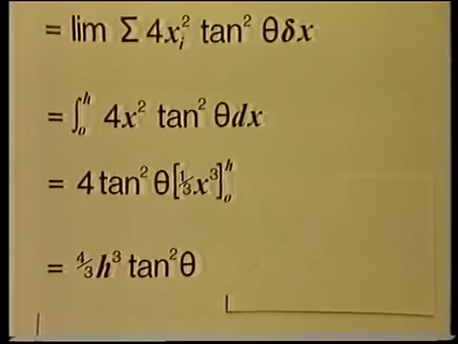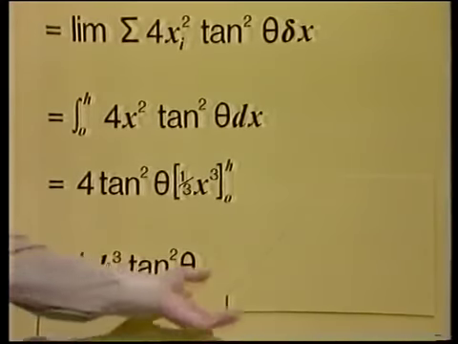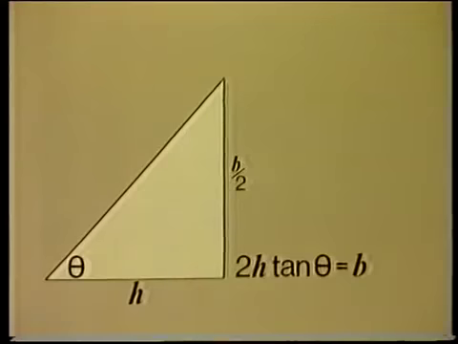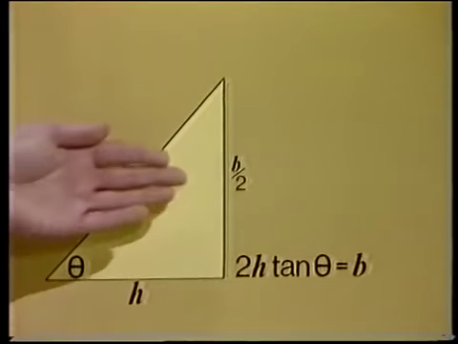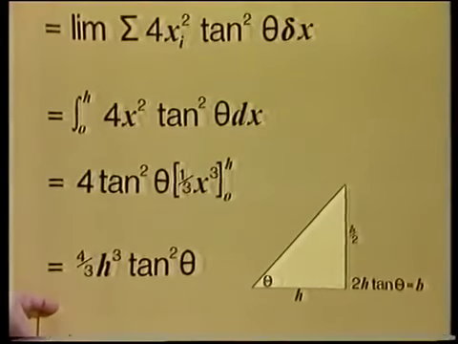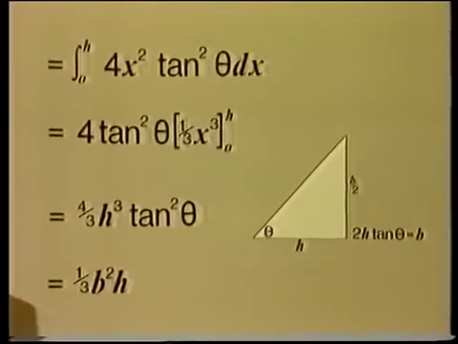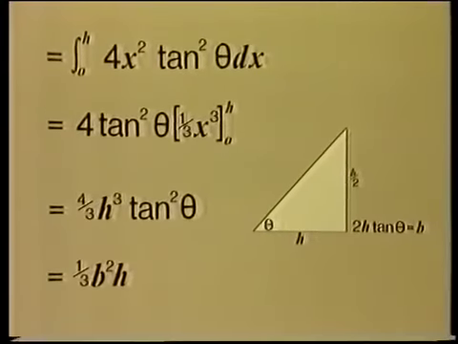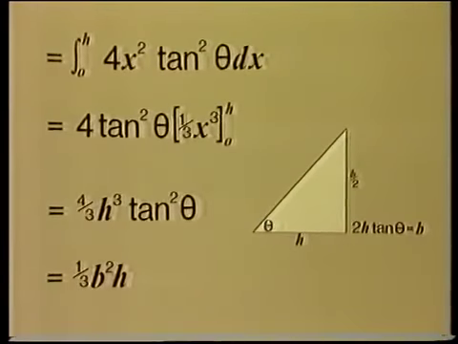Now this formula is probably not the one that you're familiar with. We need to express it in terms of the height h of the pyramid and its base b. But here we can see that tan theta equals b over 2 divided by h, or 2h tan theta equals b. Making this substitution, we can rewrite this last expression as 1/3 b squared h, and you may recognize that as 1/3 base area times height.